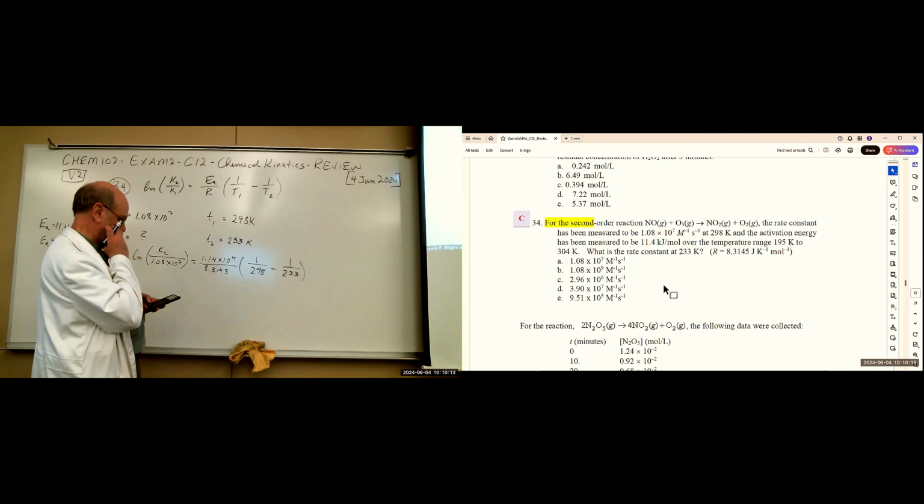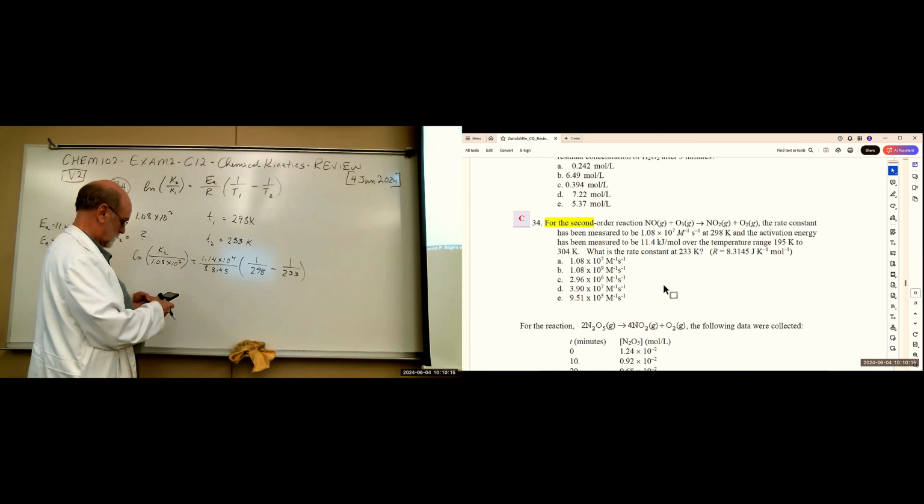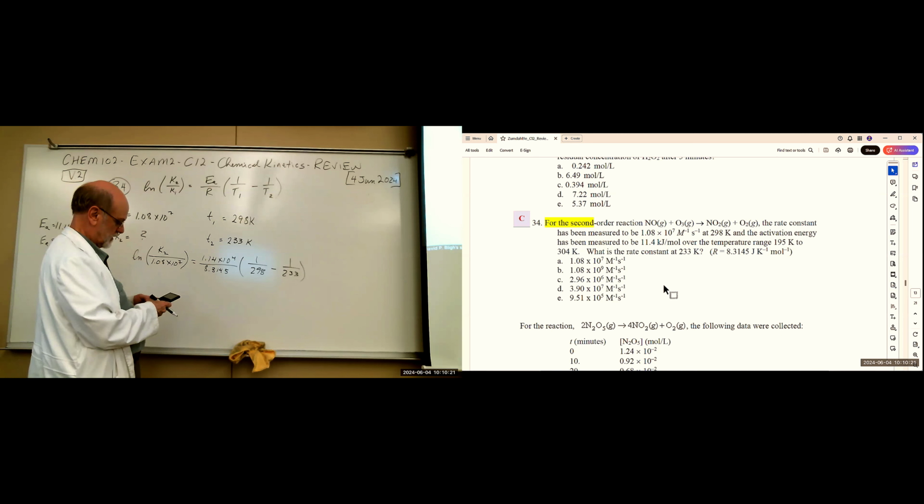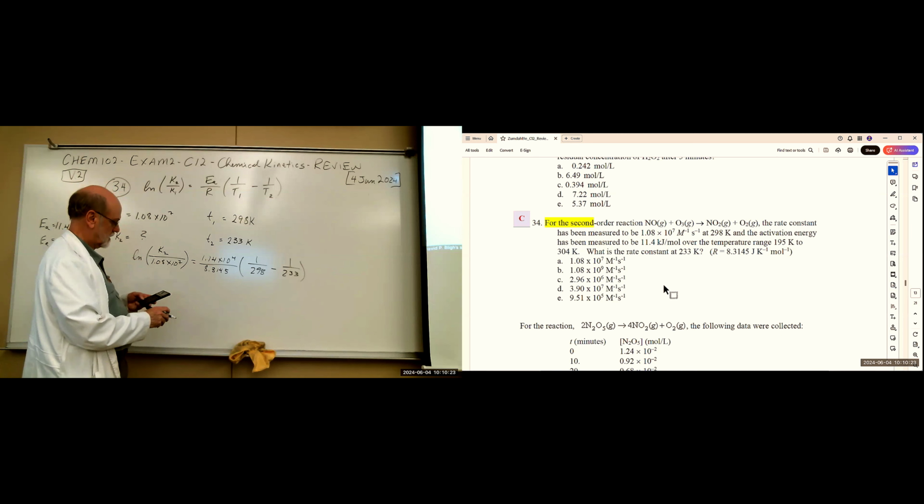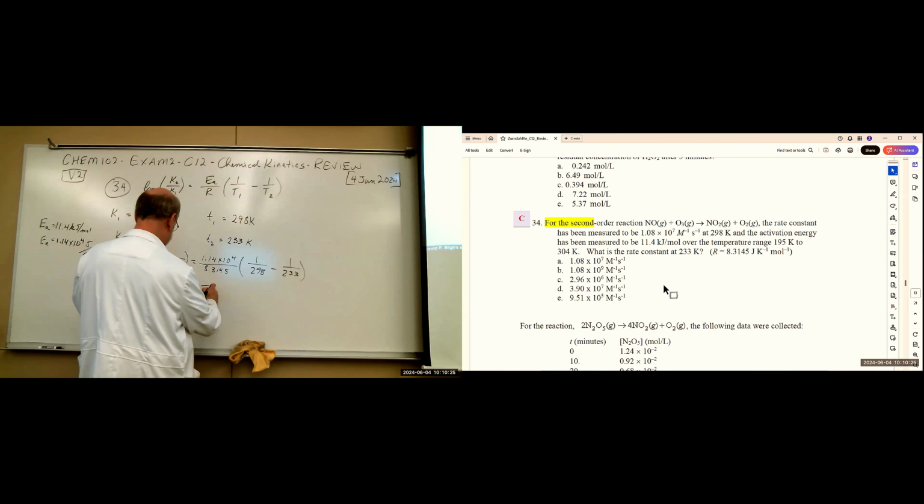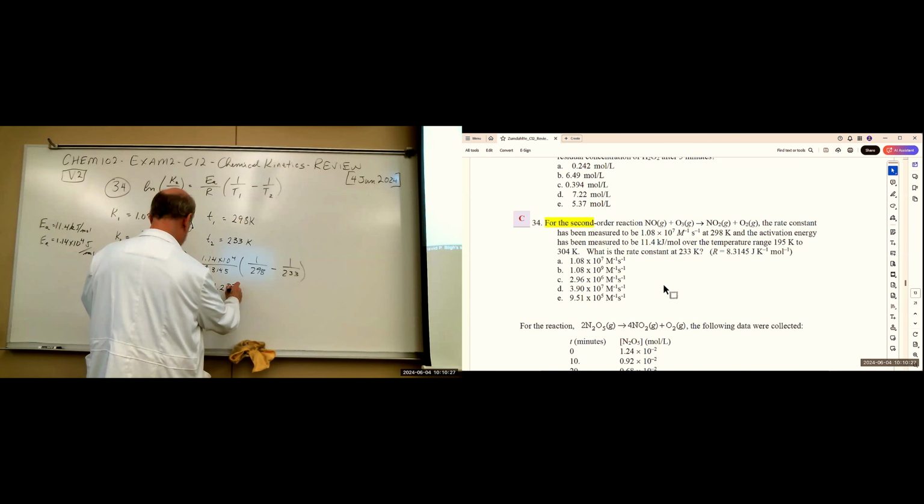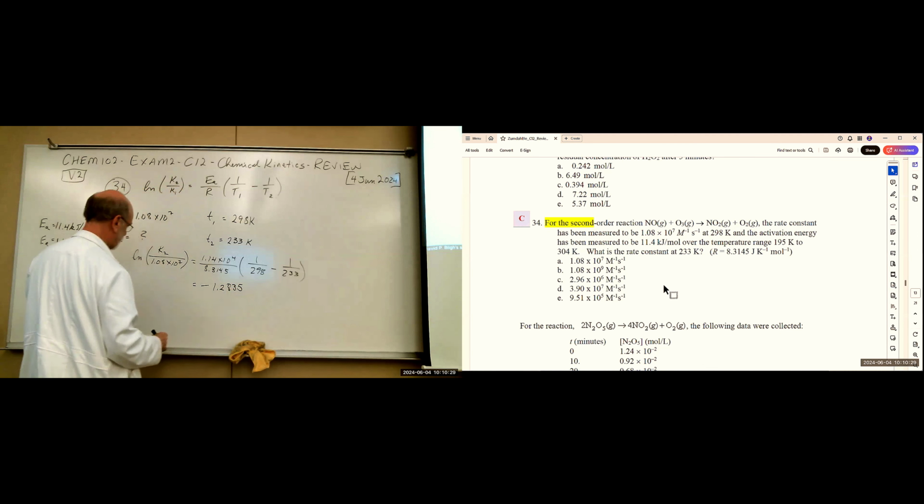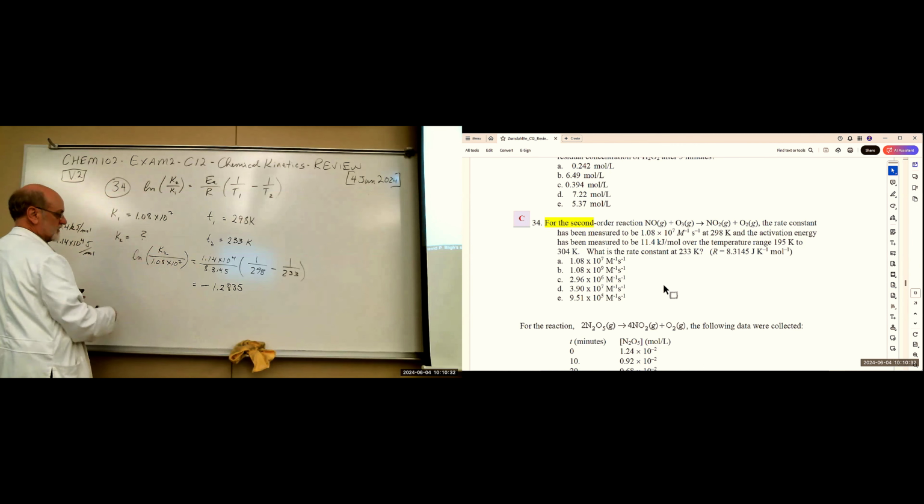And you have minus 9.36 times 10 to the minus 4. And 1.14 times 10 to the 4 times that, divided by 8.3145. So on this side of the equation, I got minus 1.2835.